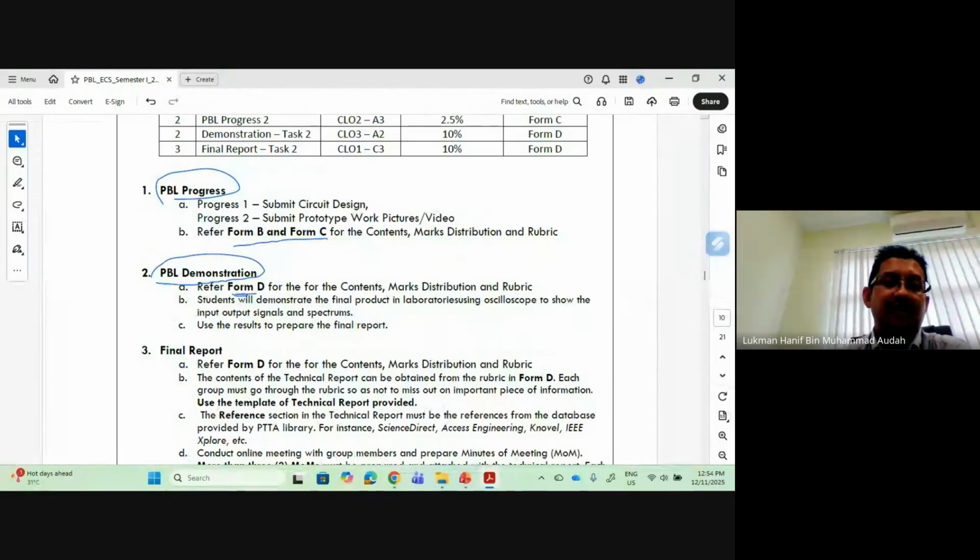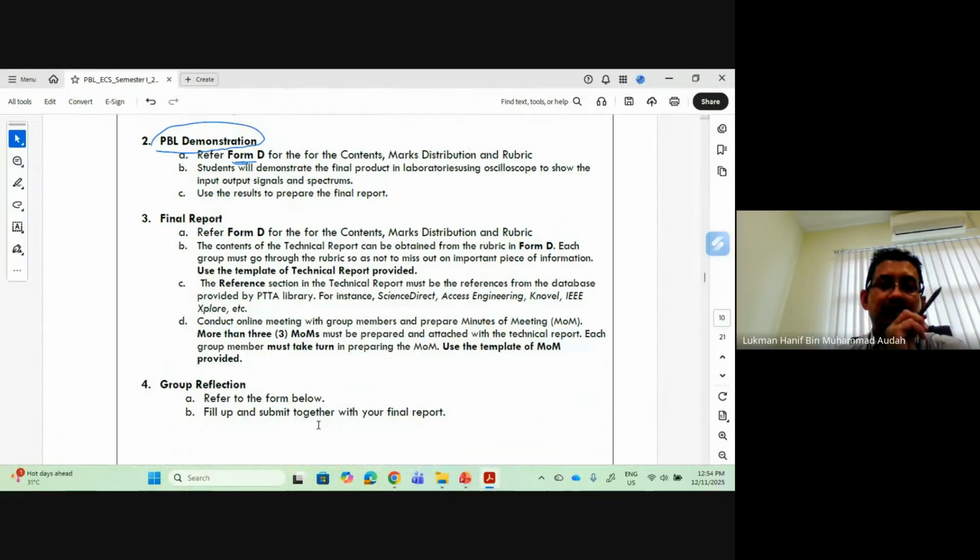Okay, and then the final report. If you read from here, in the final report, refer to form D for the mark distribution and rubric. The content of the technical report can be obtained from rubric D. Each group must go through the rubric so as not to miss out on important information. Use the template of the technical report provided. The reference section in the technical report must be referenced from the databases provided by the library, for instance, Science Direct, Access Engineering, IEEE Xplore, etc.